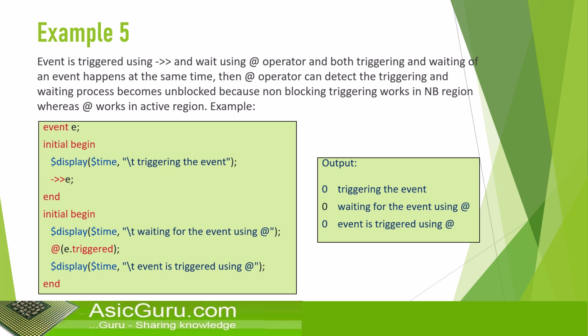So whenever you want to safely trigger an event and let processes detect it at the same time, you can use the non-blocking event trigger instead of the blocking trigger.